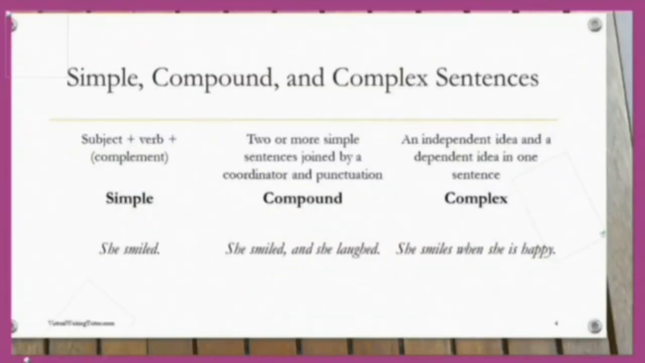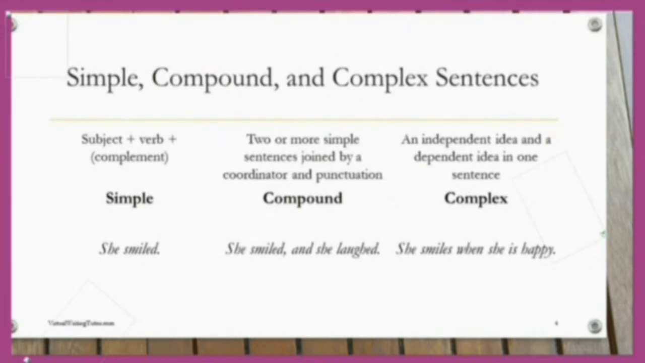Now let's study the unique structure for simple, compound and complex sentences. For a simple sentence, the structure is subject plus verb plus complement, which makes a simple sentence. For example, she smiled. The two words, she and smiled: she here is a subject, smiled is a verb. So the entire sense is complete here.